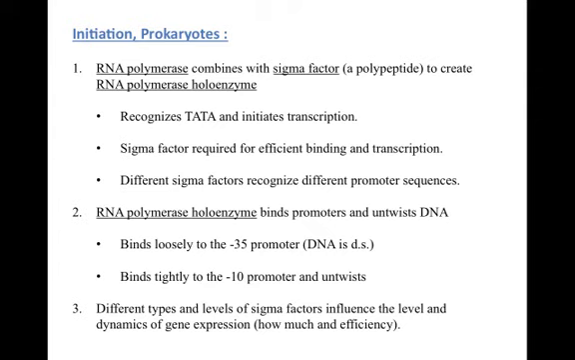Once bound, the RNA polymerase can act as its own helicase and unwinds the DNA, binding tightly to the -10 site and more loosely to the -35 site. And again, there are different types of sigma factors, and these can influence the level and dynamic of gene expression, meaning they can regulate, to a certain degree, the level of transcription.